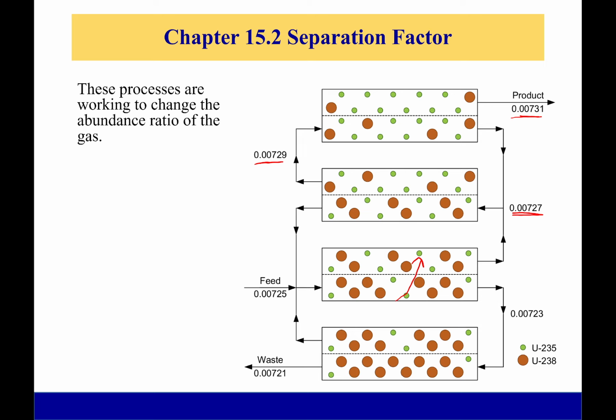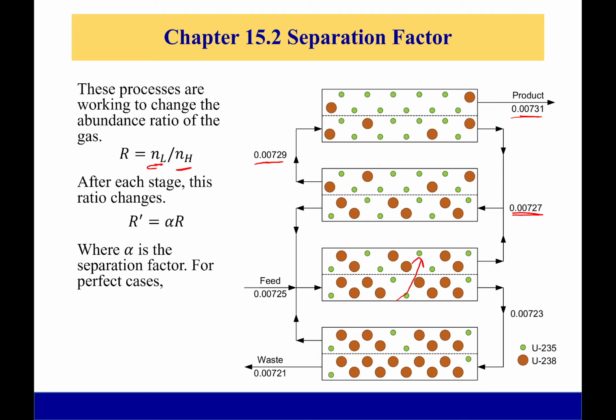Now, all these processes, they're working to change the abundance ratio of the gas. What do I mean by abundance ratio? Well, I'm simply saying, okay, how much of the lighter species do I have compared to the heavier species? How much? After each stage, this ratio is going to change because I'll have more of the lighter species than I had before. So I could say R prime is equal to alpha right here times my initial abundance ratio.